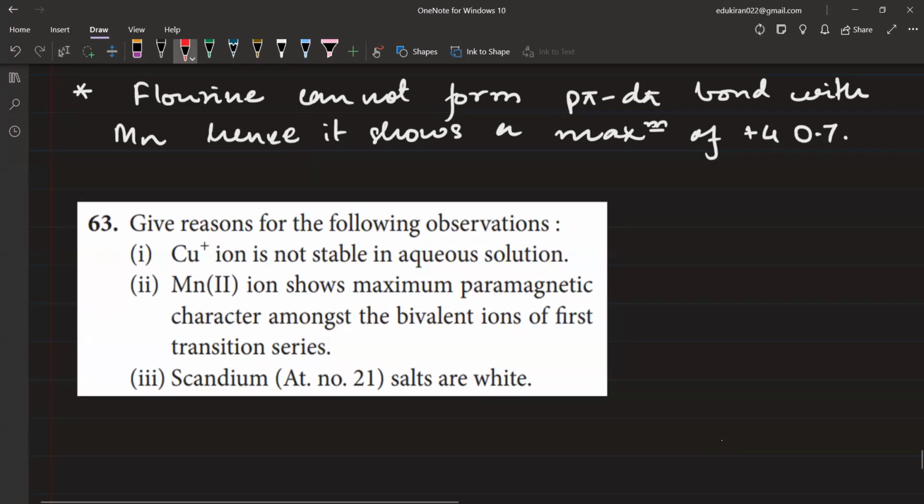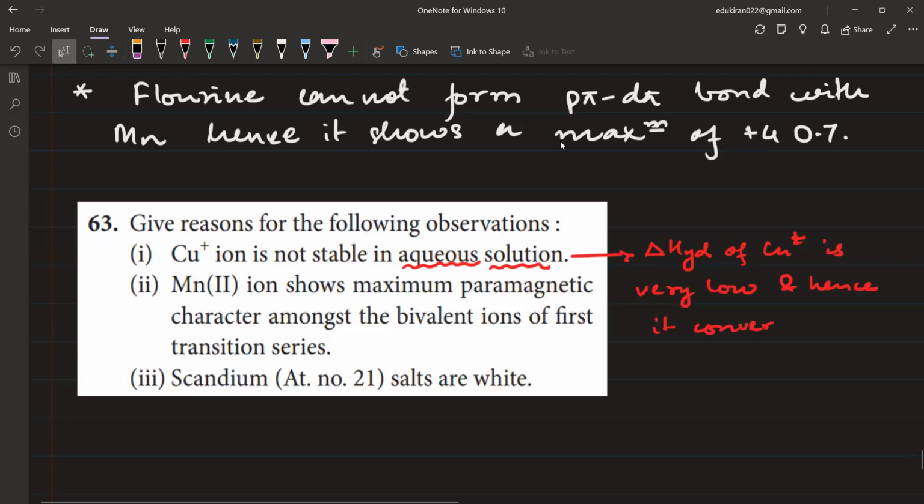First, Cu+ is not stable in aqueous solution. If something is not stable in aqueous solution, then the only reason it can have is what? The hydration enthalpy of Cu+ is very low, and hence it converts to Cu2+ in water.